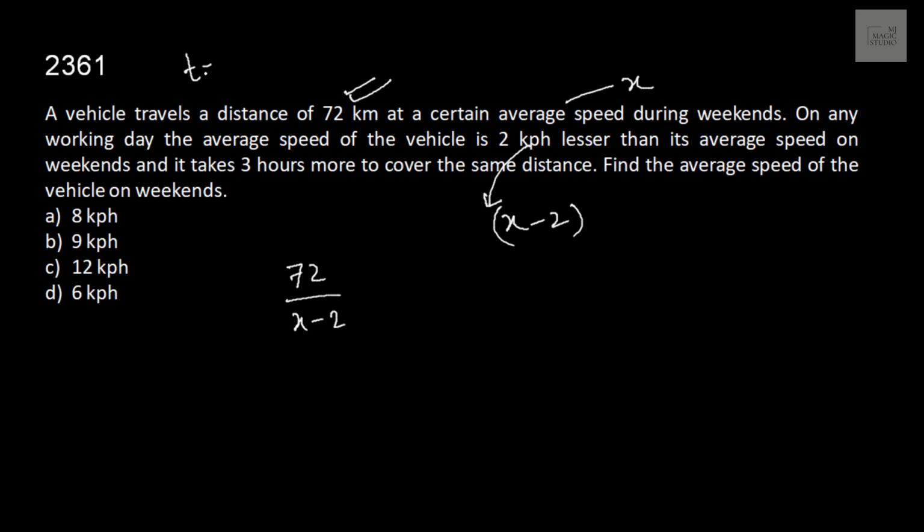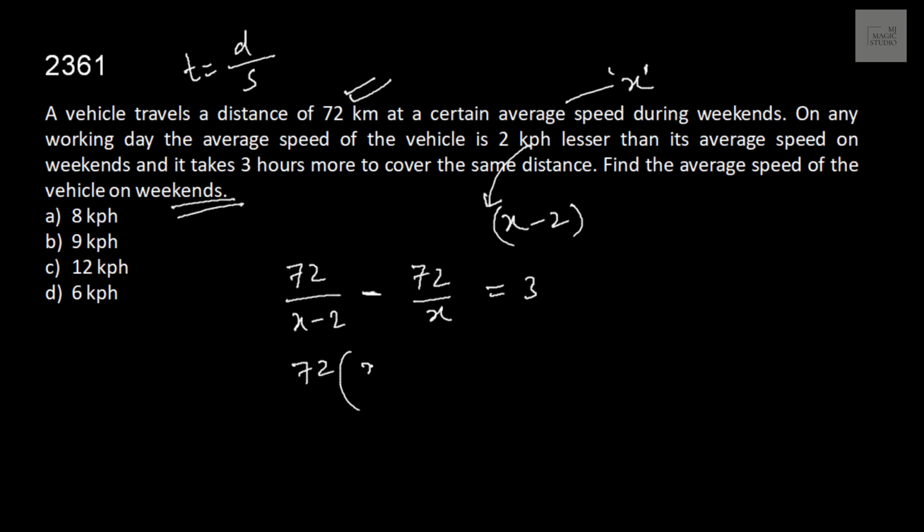We know the formula for time. Time taken formula is distance by speed. And this is 3 hours more than the normal weekend's time, that is 72 by x. This is equal to 3, a simple equation to solve now. Find the average speed of the vehicle on weekends. Okay, weekend average speed is x. We are looking out for the value of x.